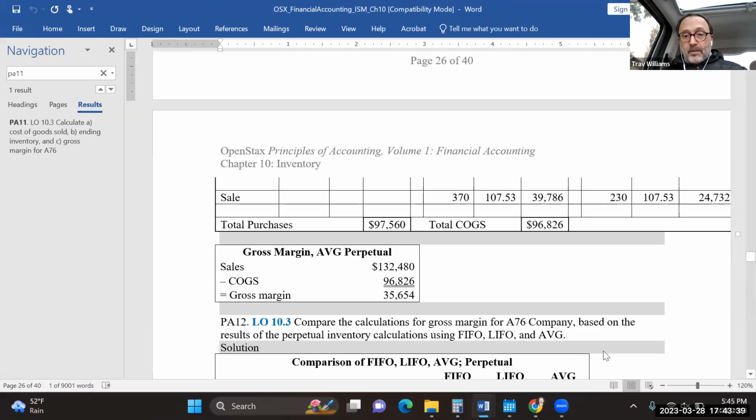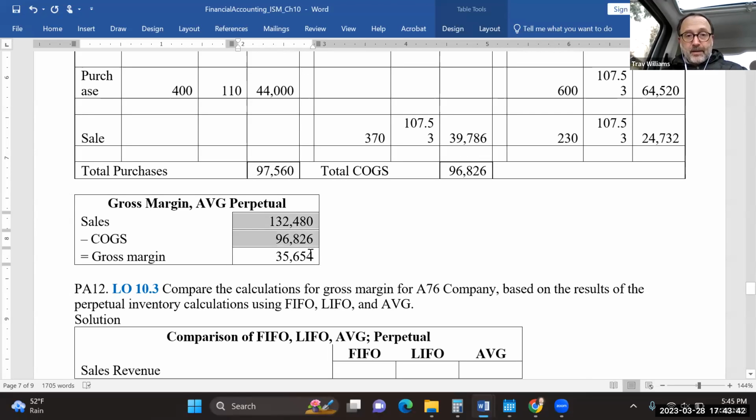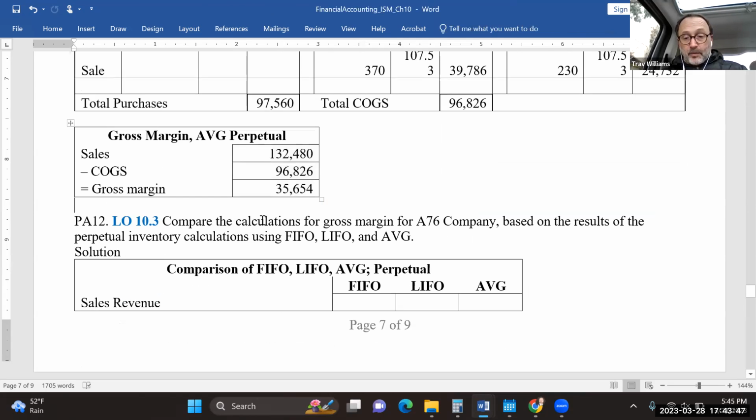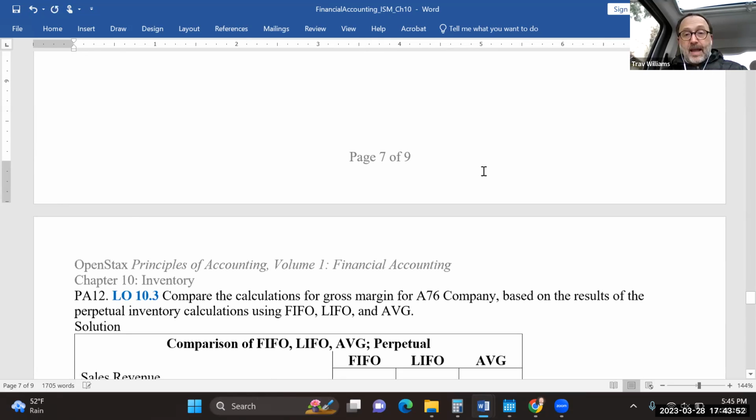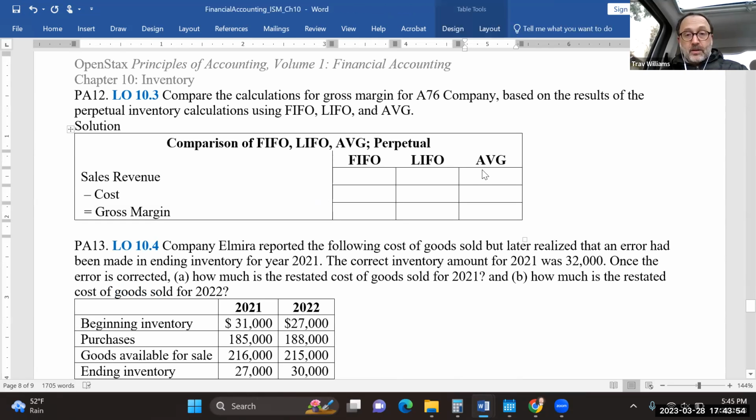Okay. For problem 12, what we're going to do is copy these three fields. And let me move it down so you can see it a little better. That was the average method we just used. I'm just going to paste the sales revenue, cost of goods sold, and gross margin from number 11. This is going to come from the end of number 9. Again, it's going to be the same sales revenue in all 3 cases. If you want, you can go ahead and fill that in now.